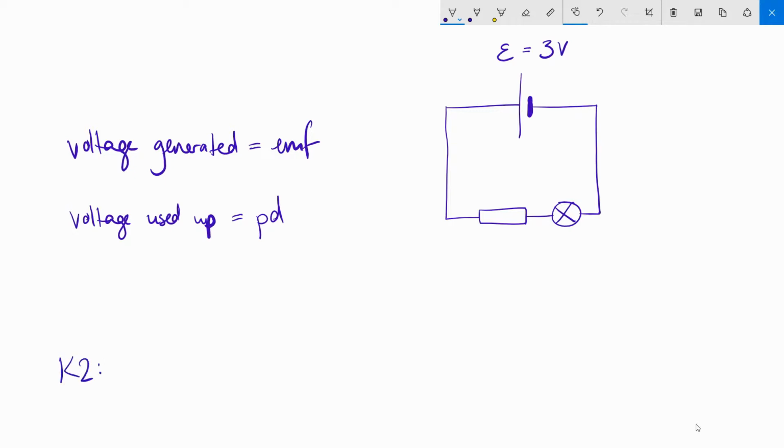Remember Kirchhoff's second law says that if you have a closed loop, and our simple circuit here is a closed loop, then if you add up all of the voltage that's being generated and you add up all the voltage that's being used, those two numbers need to be the same. In our circuit here, the total that's being provided to the circuit is 3 volts. So that means that our circuit must use 3 volts in total as well.